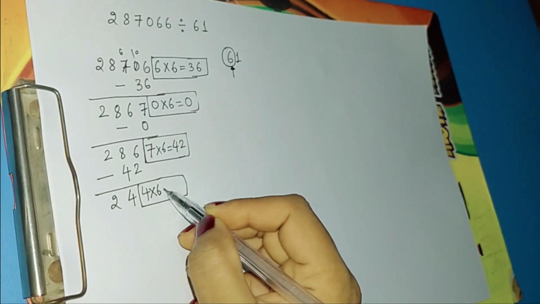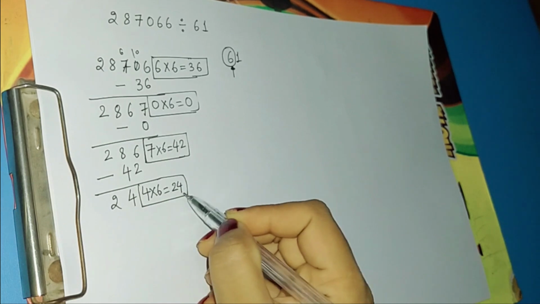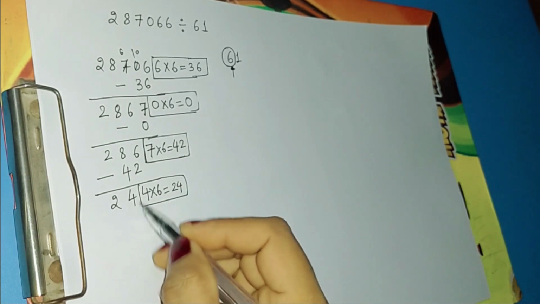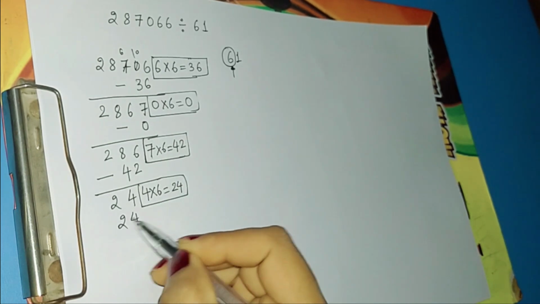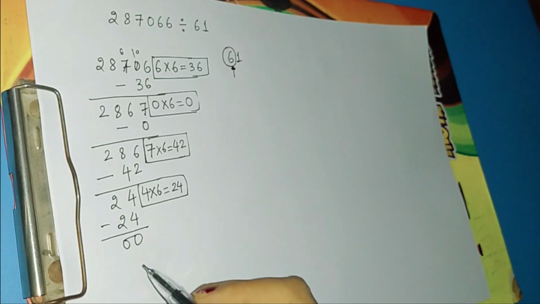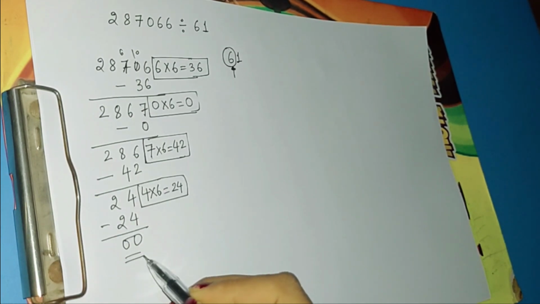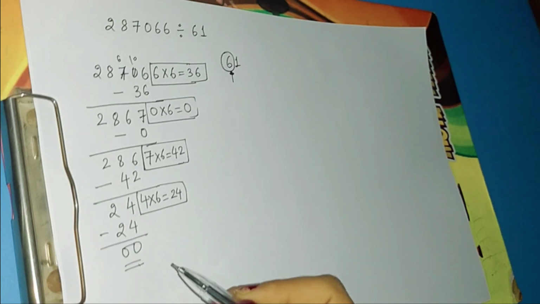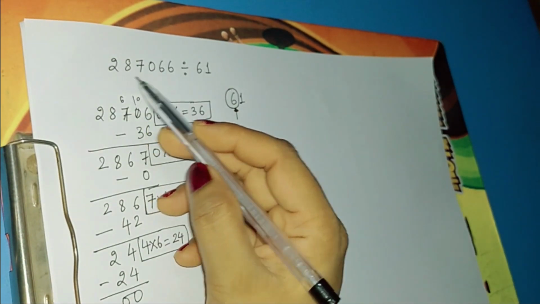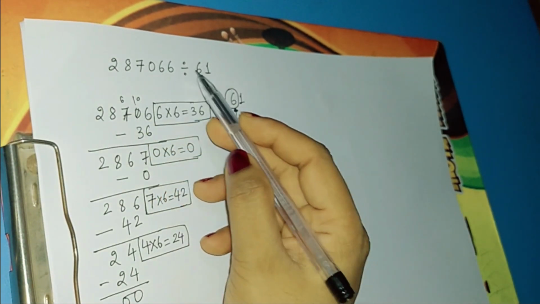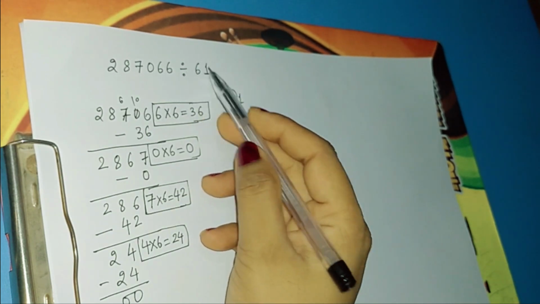Again take the last digit, that is 4, and we need to multiply this 4 by 6. So here 4 by 6, that is 24. We need to subtract this 24 from this 24. So 24 minus 24, that is 0, 0. So here we got the 0. It means we need to stop the process. It means the given number 2,87,066 is completely divisible by 61.